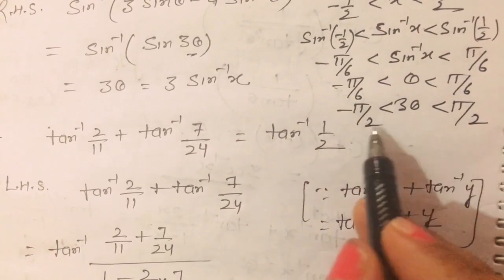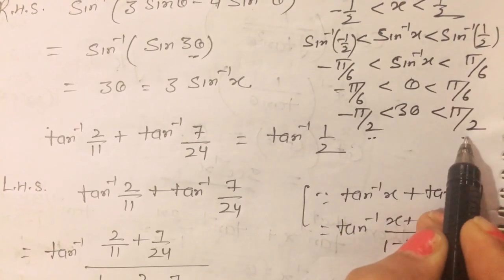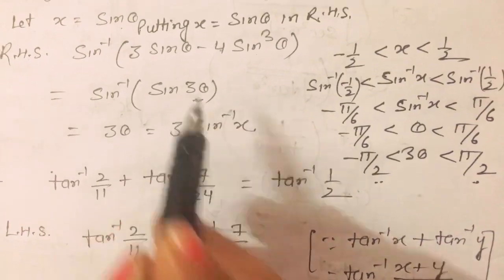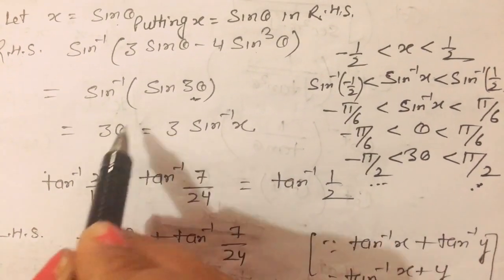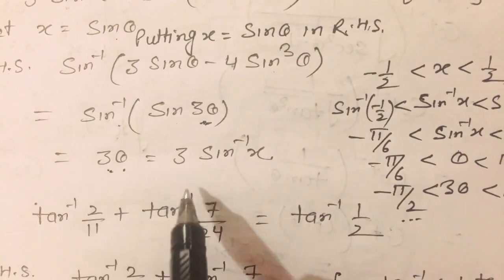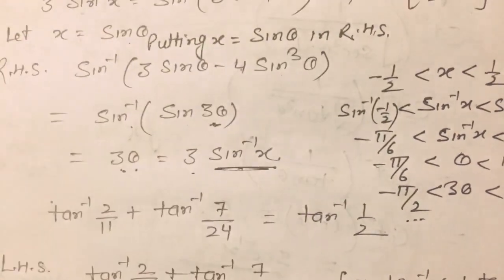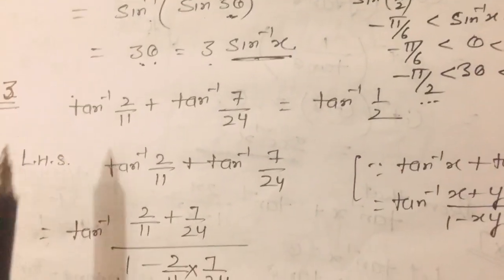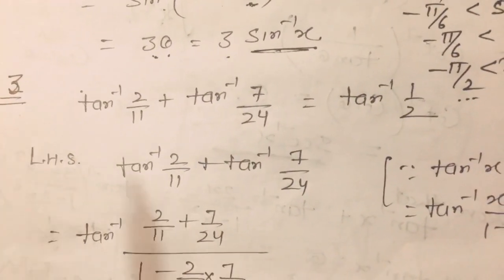Multiply by 3 with all 3 terms, this gives minus pi by 2 to pi by 2. That means 3 theta is in its range, minus pi by 2 to pi by 2. So sine inverse sine 3 theta is 3 theta, and theta is sine inverse x. So this is equal to the left hand side. Now the second question is the same as the first question. Now come to question number 3.